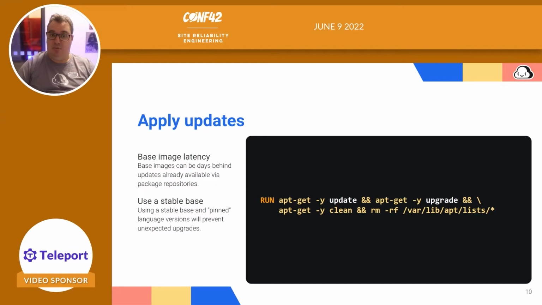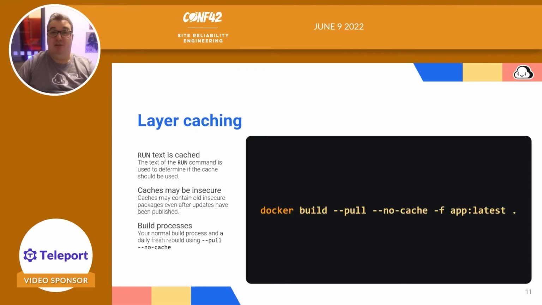You can safely apply system updates without fear of unexpected upgrades that may introduce breaking changes. But you do need to be sure you're really applying the latest updates. Docker builds can be slow, so we use layer caching to reuse build steps from prior builds to speed up the current one. And while this does improve performance, there's a potential downside. Caching can lead to insecure images.